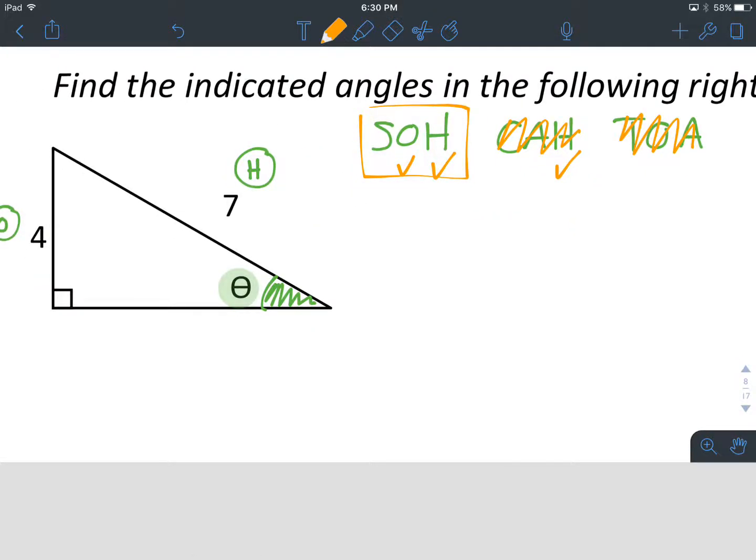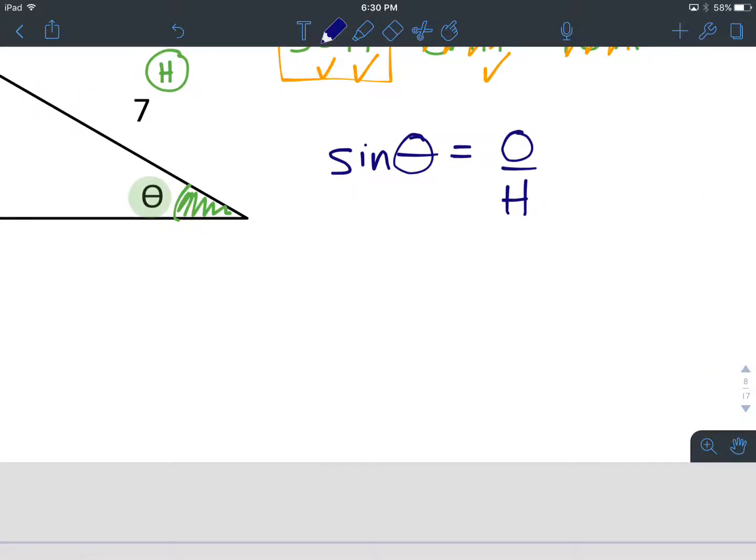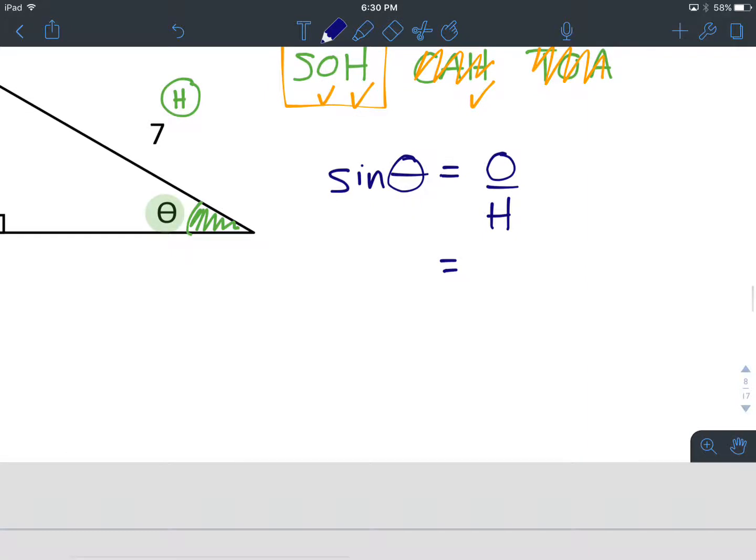So I'm going to start by writing out the bare bones of my trig ratio. The sine of angle theta is equal to the opposite side over the hypotenuse. And now I'm going to start to fill in things that I know. I don't know what theta is, but I do know that the opposite is 4 and the hypotenuse is 7. Now at this point we can do this one of two ways. I'm going to recommend that we do this all in one step so that we don't have to do any messy rounding. So I'm going to show you how to do that.